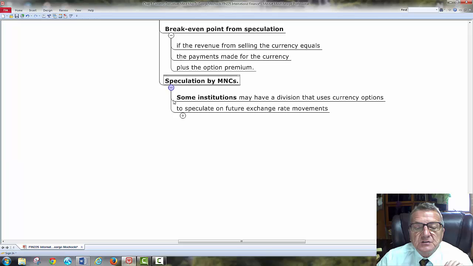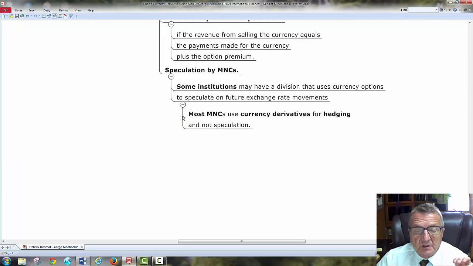Now, speculation by an MNC, a multinational corporation. Some institutions may have a division that uses currency options to speculate on future exchange rate movement. That's their whole life. They're watching it. Most MNCs use the currency derivatives we talk about for hedging, and not for speculation. Sometimes it happens. Some firms do, but the majority are basically using currency derivatives for hedging. It gives me a little more control. Not much more, but it's more rational, for lack of better words.